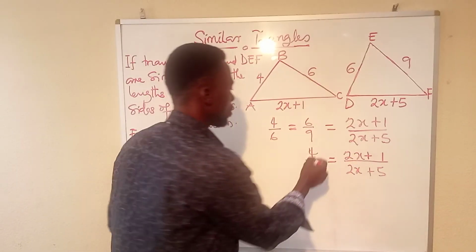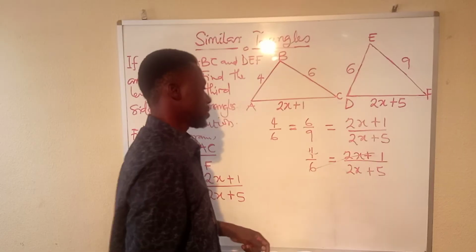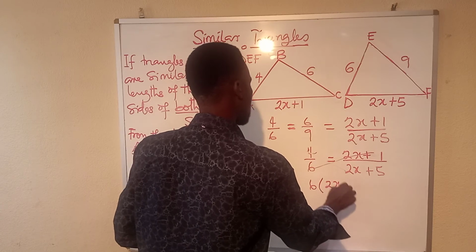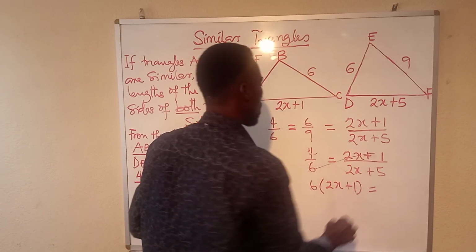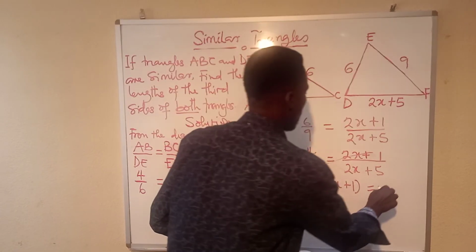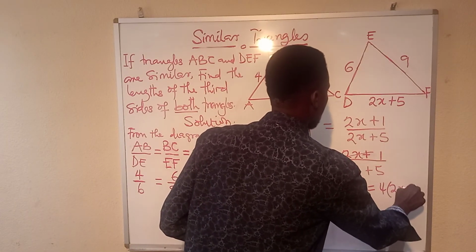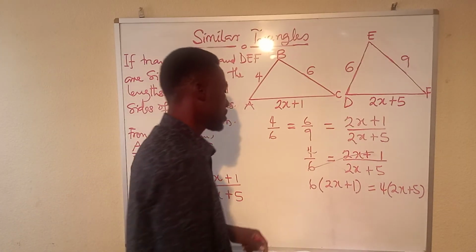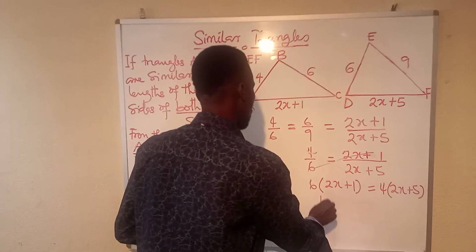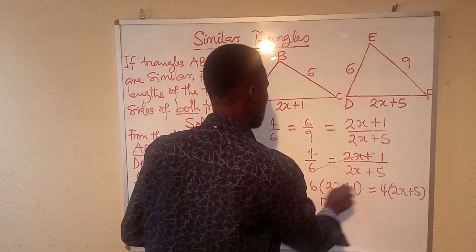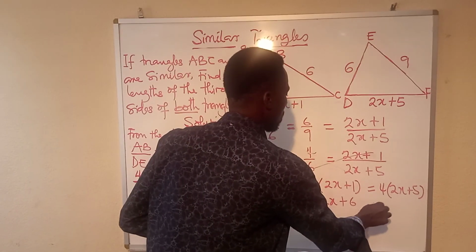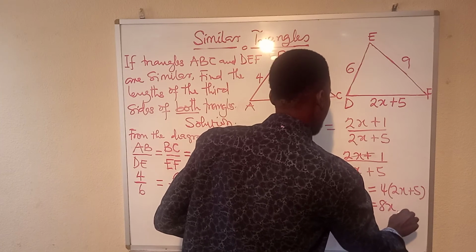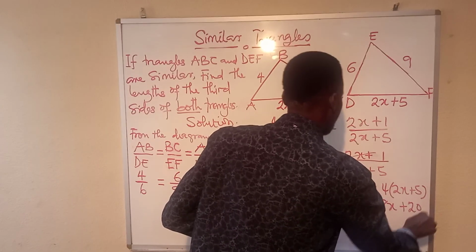Now what you're going to do is cross multiply. So we shall have 6 multiplying 2x plus 1 to be equal to 4 multiplying 2x plus 5. And so we shall expand the brackets. 6 times 2x will give us 12x, plus 6 times 1 is 6. This is equal to 4 times 2x is 8x, and then plus 4 times 5 is 20.